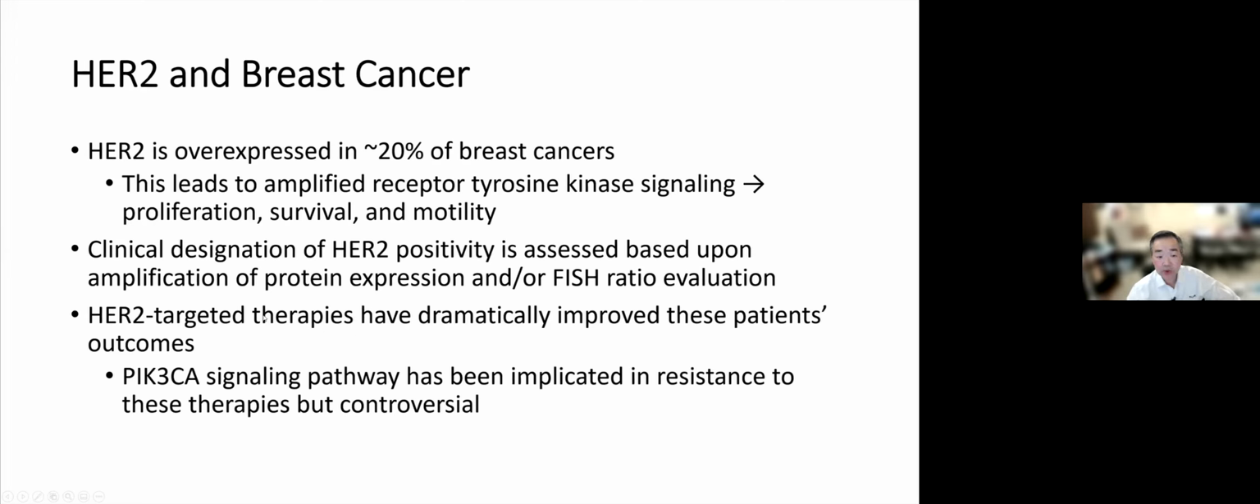The reason why this is important is because HER2-positive breast cancer used to be one of the worst, if not the worst, prognostic categories of breast cancer, or subtypes, I should say. But now it's actually the best because of targeted therapy.